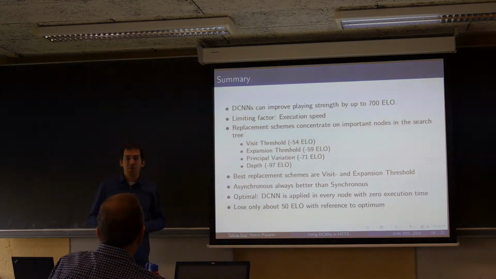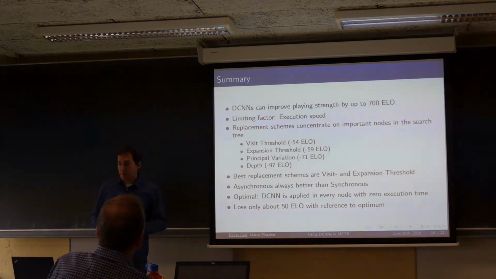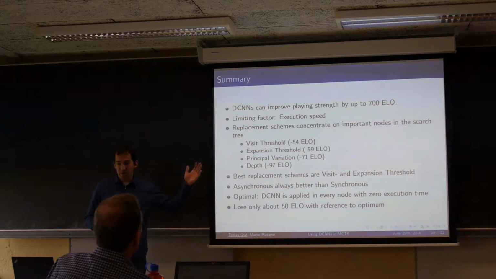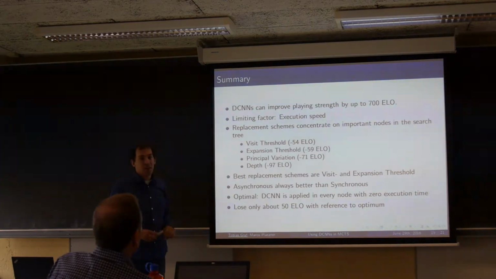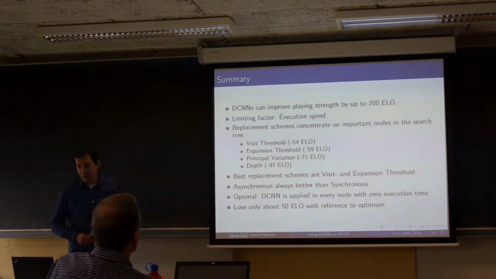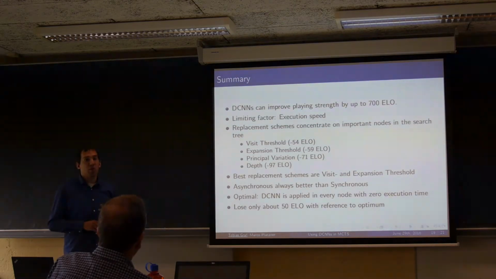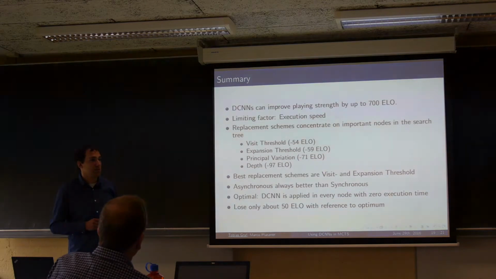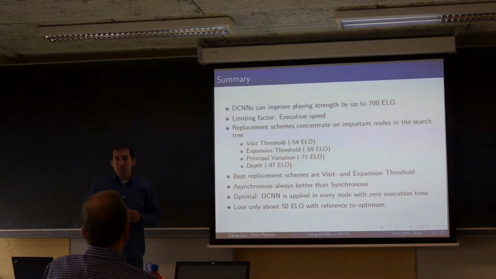And if you don't want to put, let's say, 8 GPUs into your machine, then you could use one of these 4 replacement schemes. The best parameters are in brackets, so the width threshold was best, closely followed by the expansion threshold. The asynchronous was always better than the synchronous one. So it really pays off to use the asynchronous version.